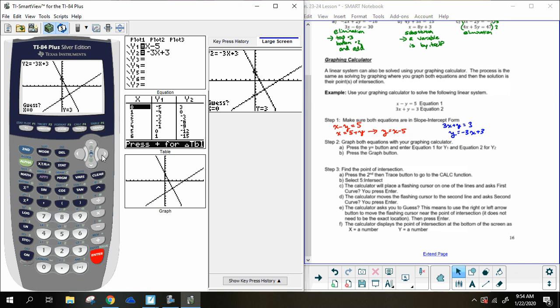This means we should use the arrows to move that flashing cursor to where we think the lines cross. Around where? It doesn't have to be exact. I know it crosses somewhere around here. So when I press enter, it gives me the x and the y value where they intersect, 2, -3. So that's one way we can check what the answer is to a system.